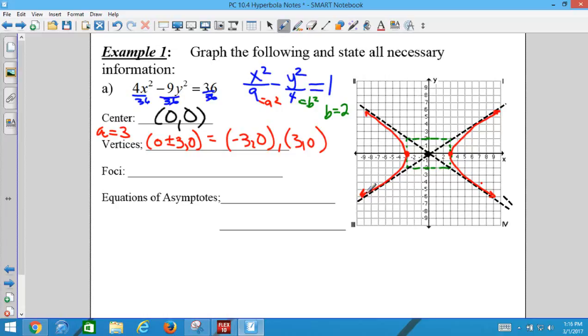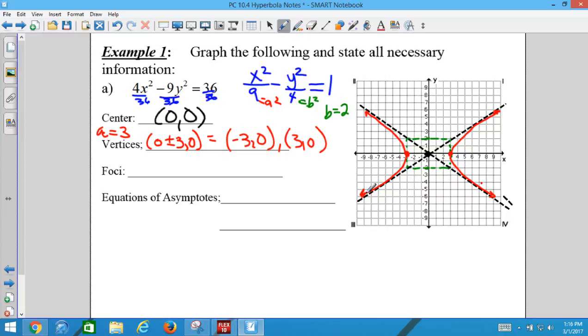Which ones are the asymptotes? The diagonal lines that connect them. So we have to make the rectangle so we can draw our diagonal lines. You need the diagonal lines to draw your hyperbola. And the diagonal lines are the asymptotes. You need all this.